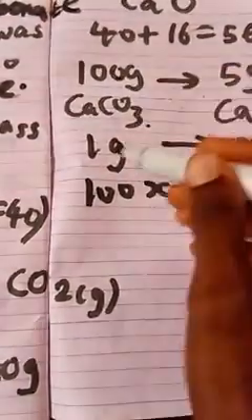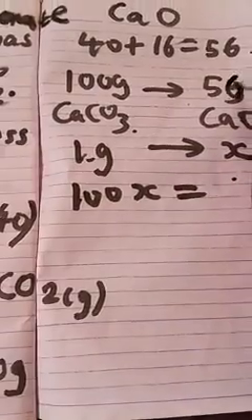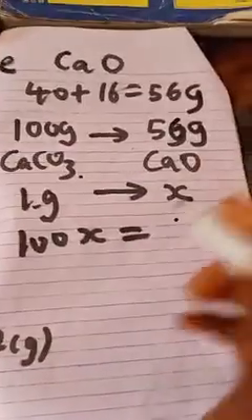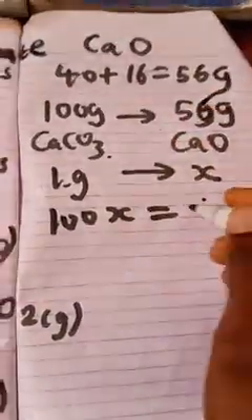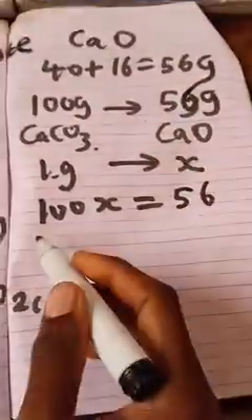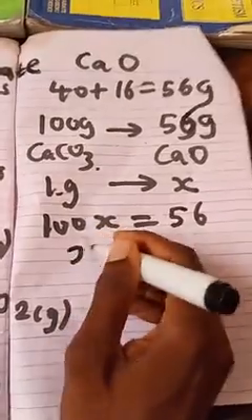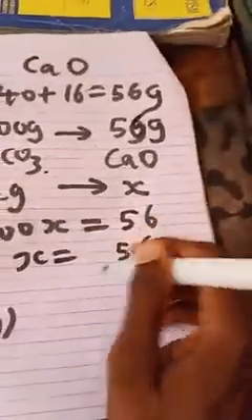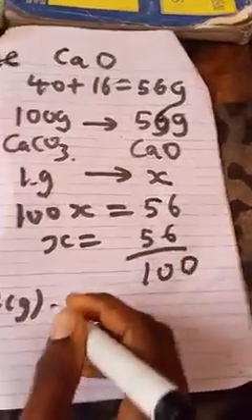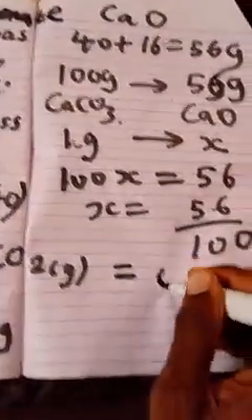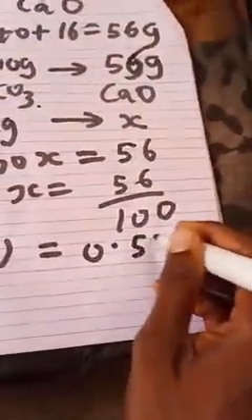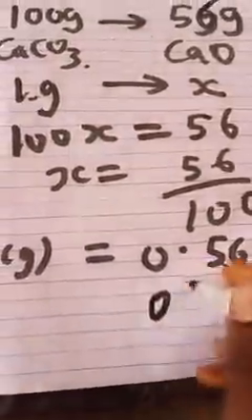equals 1 times 56. So 1 times 56 is 56. So we divide both sides by 100. So x is equal to 56 over 100. So x will now give us 0.56 grams. So the mass of the residue formed is actually 0.56 grams of CaO.